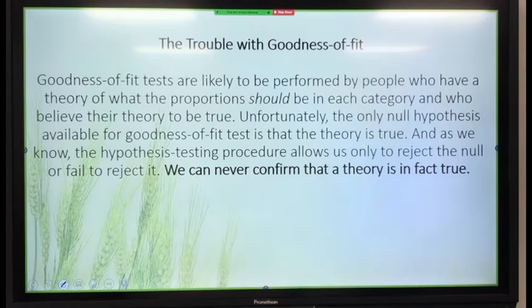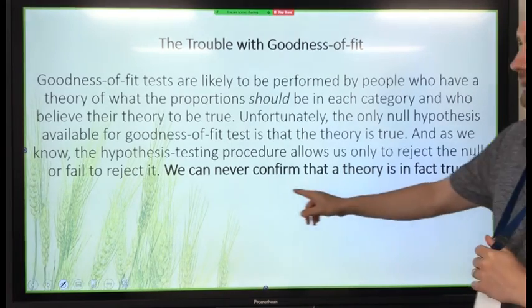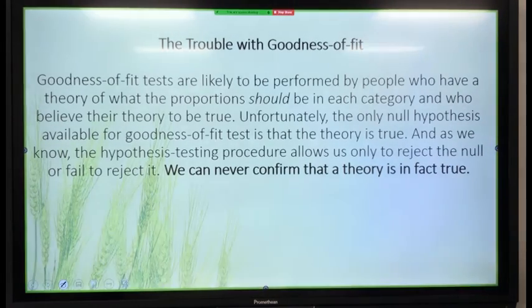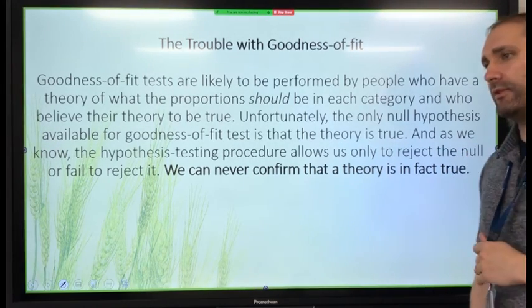Here's the big trouble with the goodness of fit test. They are more likely to be performed by people who have a theory of what the proportions should be in each category, and who believe their theory to be true. Unfortunately, the only null hypothesis available for a goodness of fit test is that the theory is true. And as we know, the hypothesis test procedure allows us only to reject a null or fail to reject a null. We can never confirm that a theory is in fact true. So with goodness of fit, we can never prove something, but we can disprove it. That would be the point of doing it.